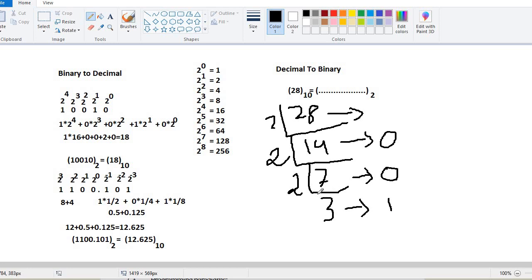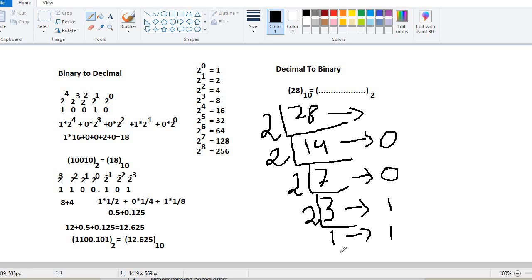Okay. Now again I divide this by 2. When you divide 3 by 2, you have 1 and the remainder is also 1. So after dividing 28 by 2, what I am getting is this.